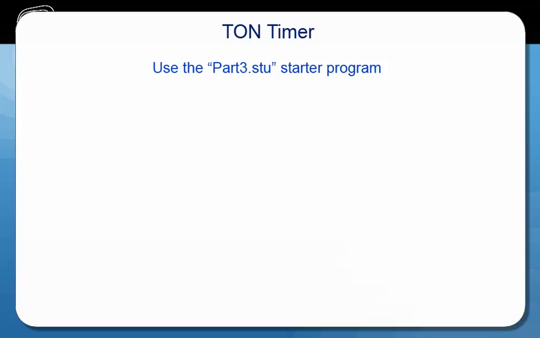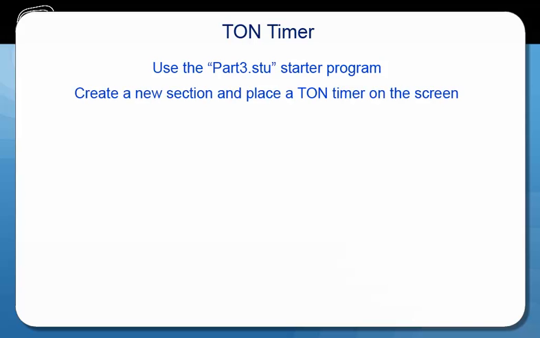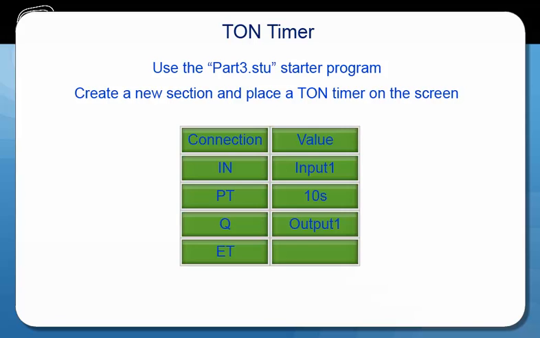Use the Part 3 file as a template for the next exercise. Place a TON timer on a new section. Use the variables shown and use the exercise 1 operator screen to test the program. The TON timer will provide an on delay.